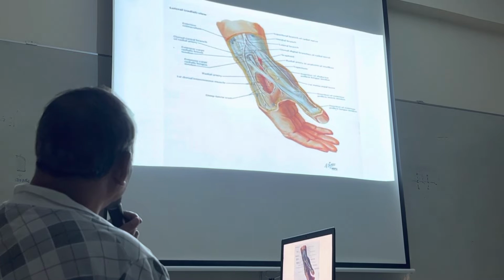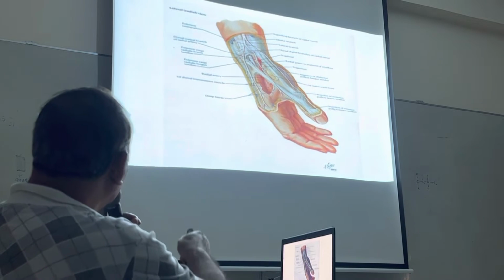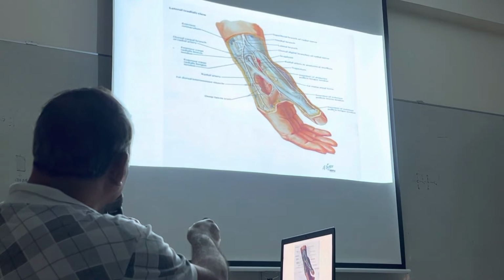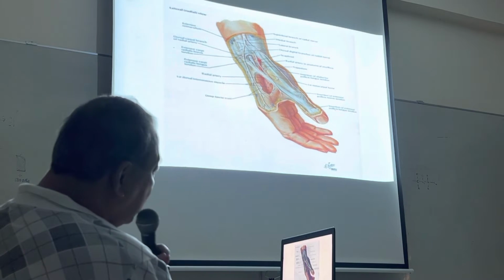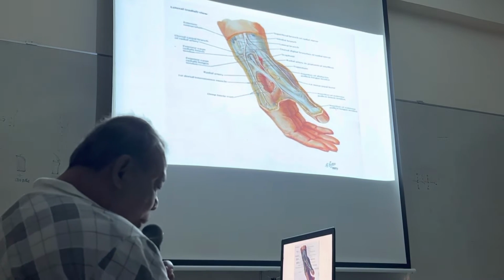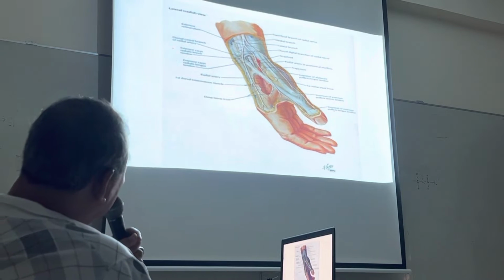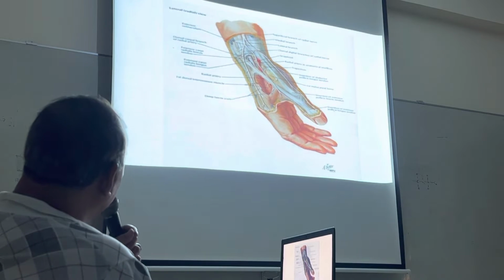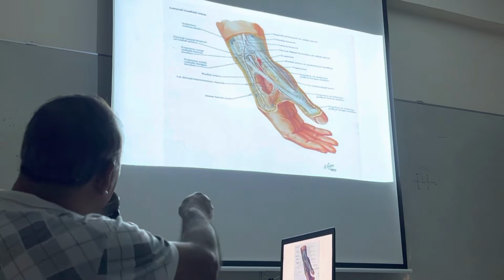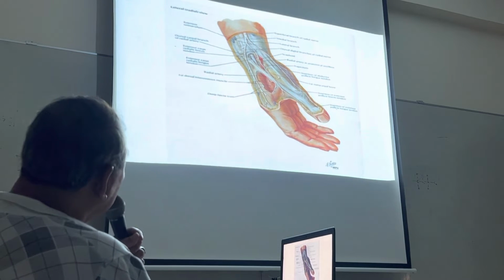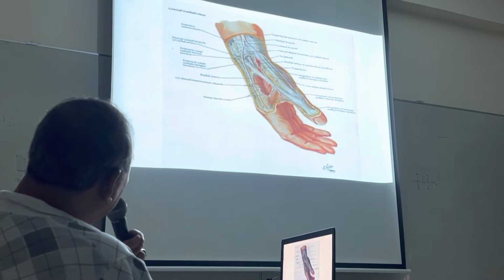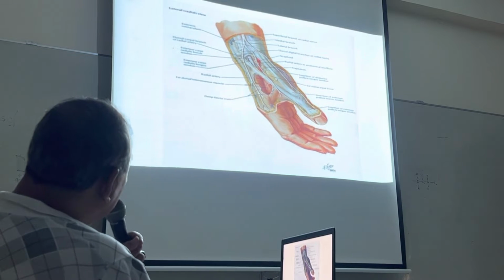Okay, so this is again an illustration of the superficial branch of the radial nerve. The radial nerve will divide into two terminal branches, the deep branch and the superficial branch. And the superficial branch is a cutaneous branch. Take note, it will not supply muscles, it will only supply the skin.